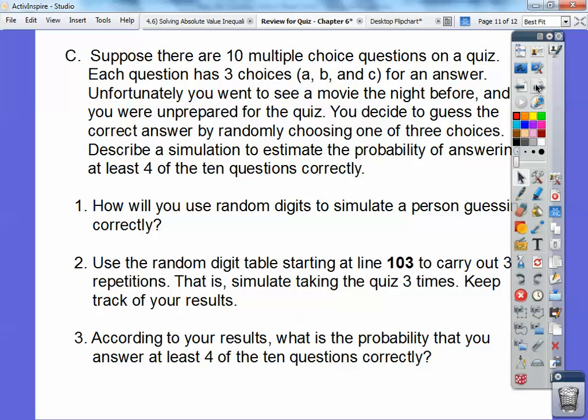Okay, that's easy enough. Use the random digits table, table B, starting at line 103 to carry out the 3 repetitions, to simulate 3 quizzes, keeping track of your results. So we're going to simulate taking 3 quizzes on this. And then according to your results, what's the probability that you answered at least 4 of the 10 correctly?